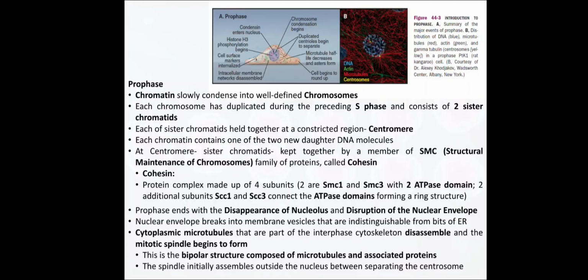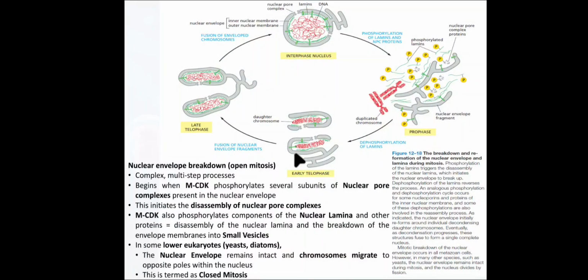This mitotic spindle is a what? A bipolar structure composed of microtubules and associated proteins. The spindle initially assembles outside the nucleus between the separating centrosomes. So this is about the nuclear envelope breakdown. It is a complex multi-step process.